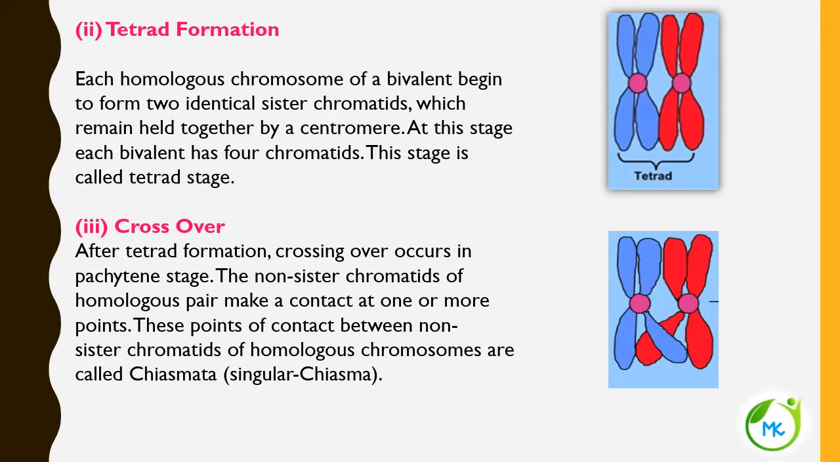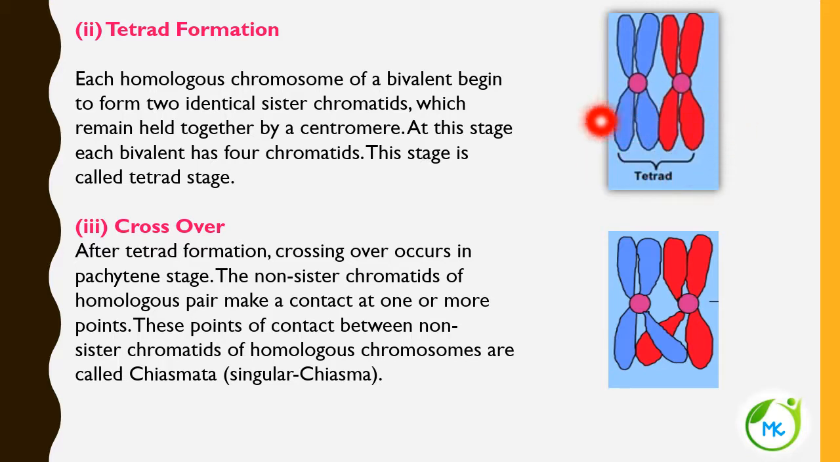The next stage in crossing over is tetrad formation. Each homologous chromosome of a bivalent begins to form two identical sister chromatids. So the chromosome will have two identical sister chromatids, and they are held together, thereby forming four chromatids.